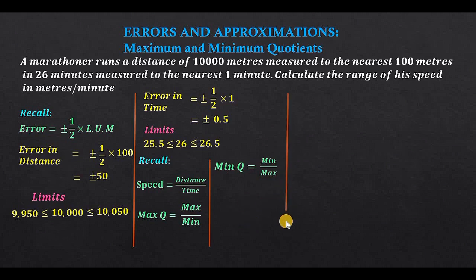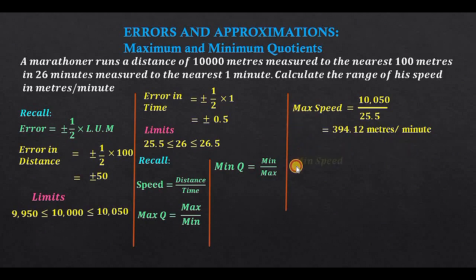Well, we can begin by determining the maximum speed, applying this. Maximum speed is obtained as maximum over minimum, so we'll have the maximum distance over the minimum time. Now, maximum distance is the upper limit, that is considering the limits for the distance. So we have 10,050 over the minimum time, and the minimum time here we're going to use the lower limit for time, 25.5. And this should give us 394.12 meters per minute.